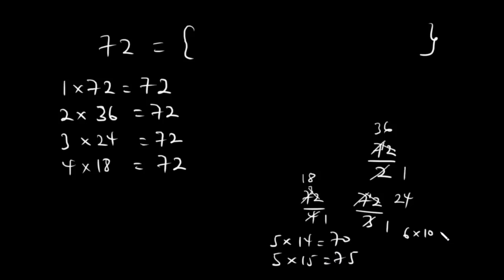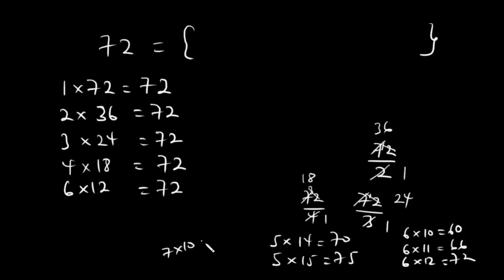6 times 10 is equal to 60. 6 times 11 is equal to 66. And then 6 times 12 is equal to 72. So 6 is a factor of 72. 6 times 12 is equal to 72.